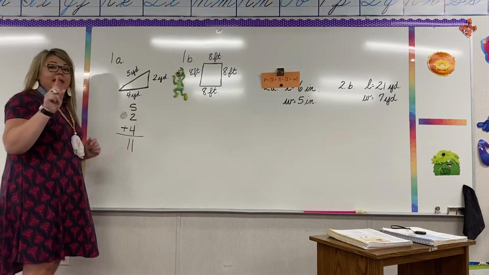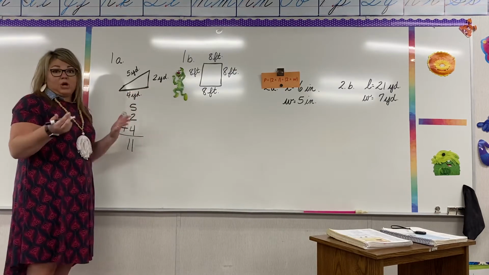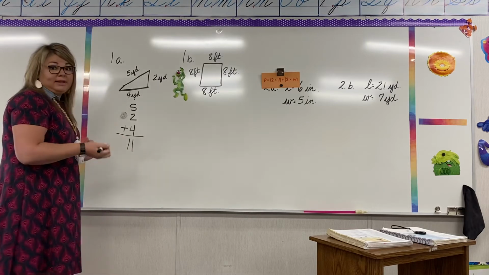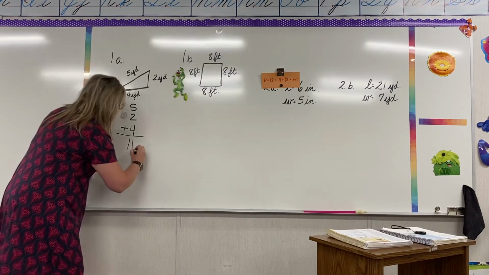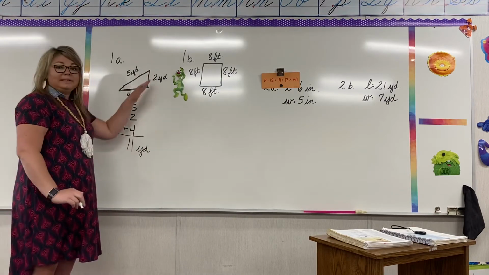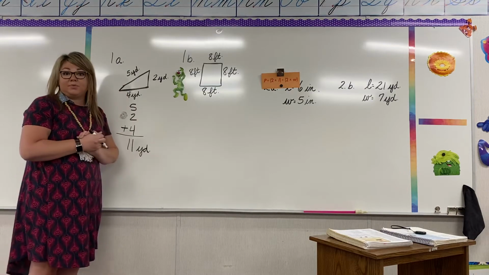Now, this is an important step. Make sure you always put, if it's yards, you put yards with it, or if it's feet, put feet with it. Make sure you always put which unit you're using there. So that would be 11 yards, and that would be my answer. All I did is I just added all of the sides up, and that's how we found the perimeter.